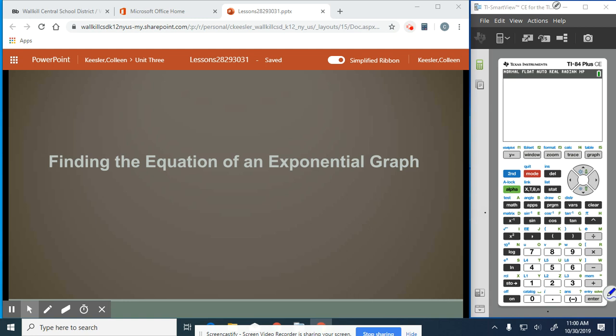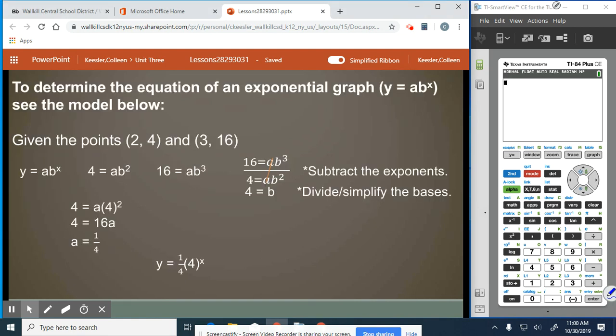Hey gang, today we're going to continue finding the equation of an exponential graph. Yesterday we did that by looking at a table of values that would match an exponential graph. Today we're going to do that just by being given 2 points from an exponential graph. So the process to do this looks a little intimidating, but I promise once we start doing them, you're going to be able to do it without a problem.